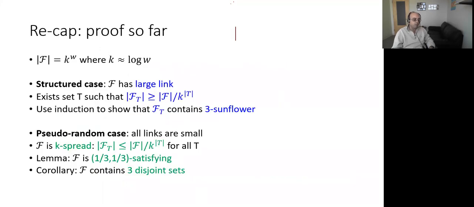So just a recap of the proof structure so far. We're trying to prove that a set system of size k to the w, where k is something like log w, must contain a 3-sunflower. There was a structured case and a pseudo-random case. A structured case where F contains a large link. Concretely, there's a set T where the link F_T shrinks by a factor of at most k to the t, so it's still large. Then we use induction on this link. We prove by induction this link contains a 3-sunflower, and hence my set system contains a 3-sunflower. Otherwise, we are in the pseudo-random case, all the links are small. This is what we call k-spread, where the links shrink down. We had this technical lemma that we need to prove that in this case, the set system is 1/3, 1/3 satisfying. And we saw this corollary that this implies that the set system contains 3 disjoint sets, so we're done.